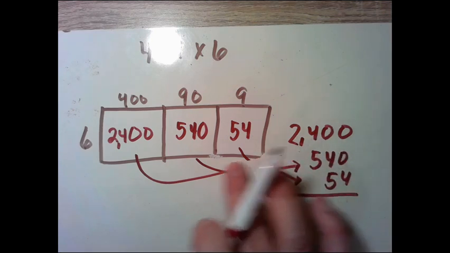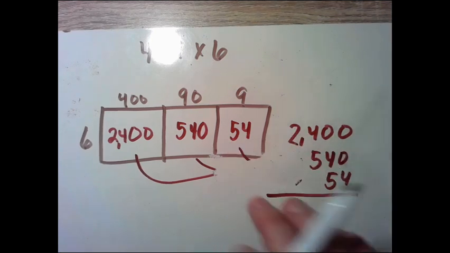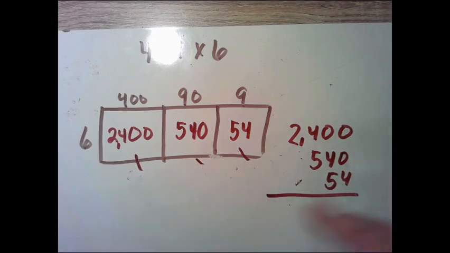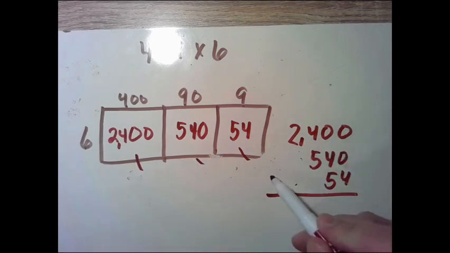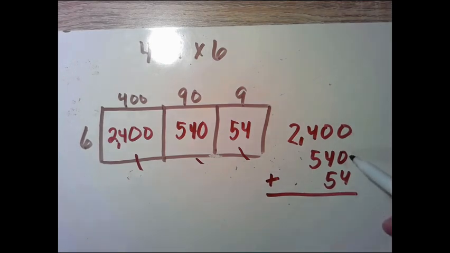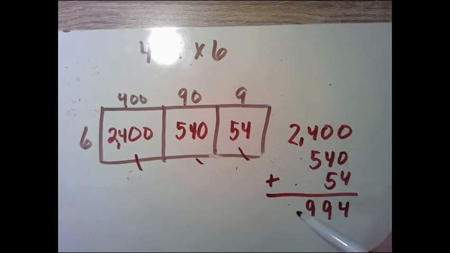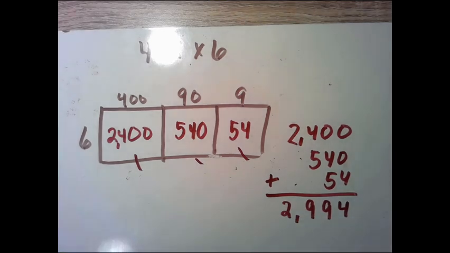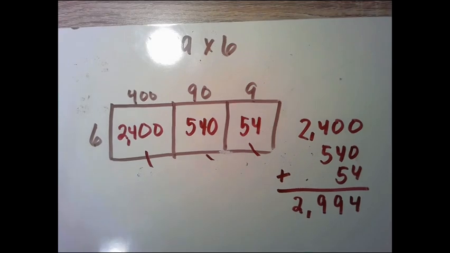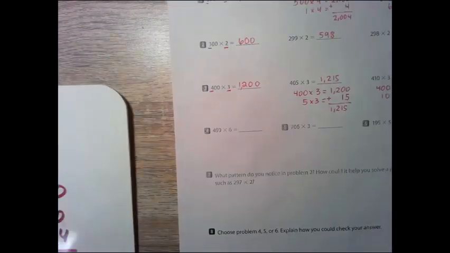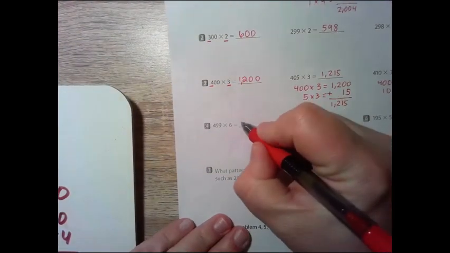I'm going to kind of erase my arrows because it kind of gets a little cluttered there. So now we're going to add these together. So 0, 0, and 4 is 4. 5 plus 4 is 9. 5 plus 4 is 9 again. And then 2,000. So it's 2,994. So I'm just going to transfer that over here.